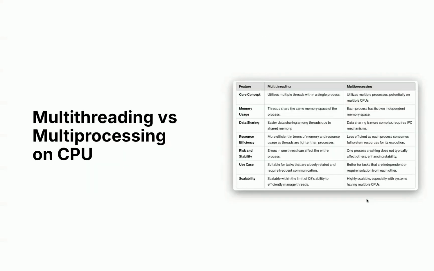So this is just a table on multi-threading versus multi-processing. Again, the core concept with multi-threading is you're utilizing multiple threads within a single process. And the core concept within multi-processing is you're utilizing multiple processes potentially on multiple CPUs. So that's the main takeaway. In terms of memory, threads share the same memory space of the process. In multi-processing, each process has its own independent memory space. So those are the two main concepts which should be remembered from multi-threading versus multi-processing. And there's other concepts here on this table, which I'll allow the reader to go through on their own later.